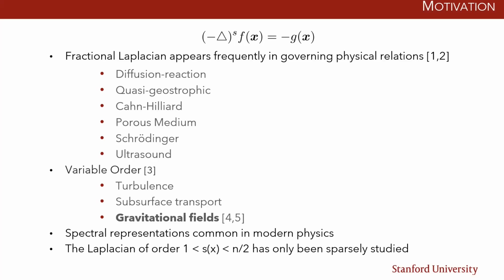We take an approach that involves transformation to Fourier space and a spectral representation of the operator, which is well suited to other spectral approaches that are becoming more common in modern physics. And we also provide a method to handle orders of the Laplacian that are larger than 1, so between 1 and n, which is the dimensionality of the problem, which for us is 3/2, which up until now has only been somewhat sparsely studied.